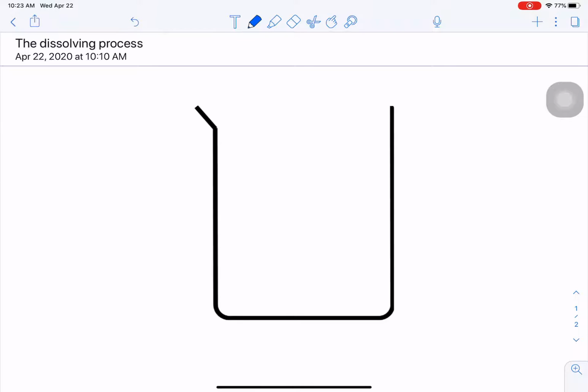Alright guys, I'm going to show you the dissolving process, and it may seem a little bit difficult at first, but once you get the idea, it's easy to understand for a lot of different types of salts. Okay, so this is just a beaker, and in this beaker, it's going to be water. Okay, now, I'm going to draw a bunch of H2Os in here.